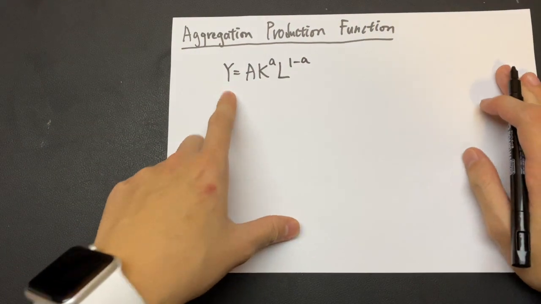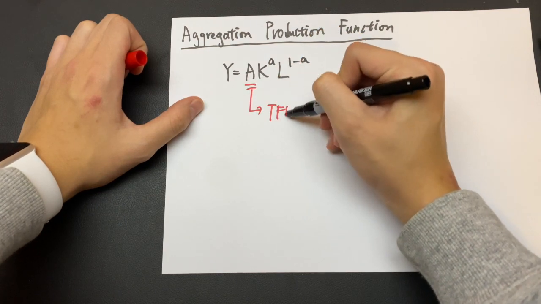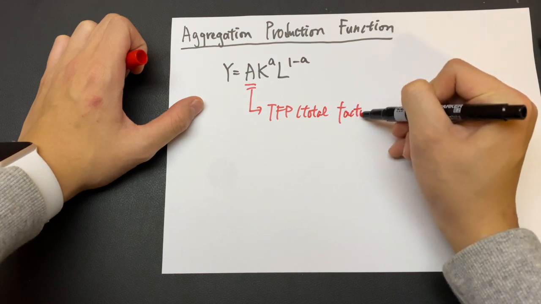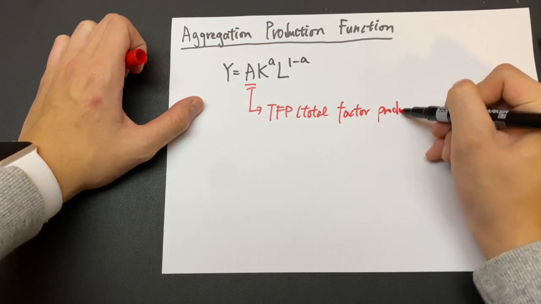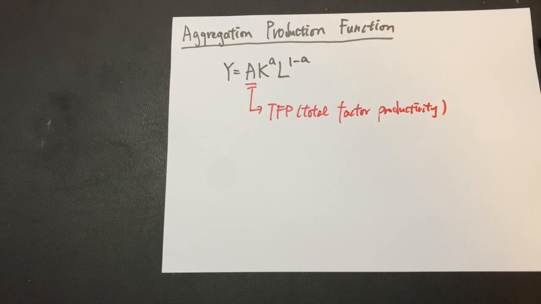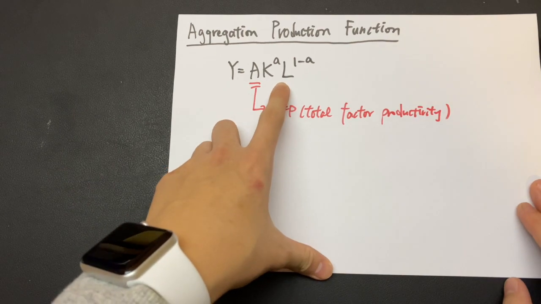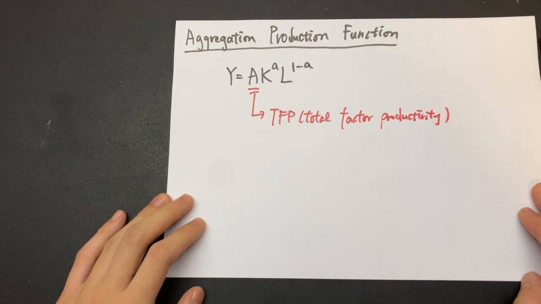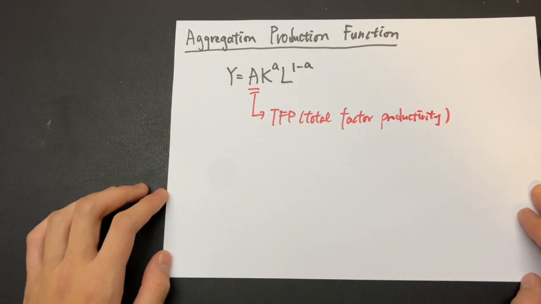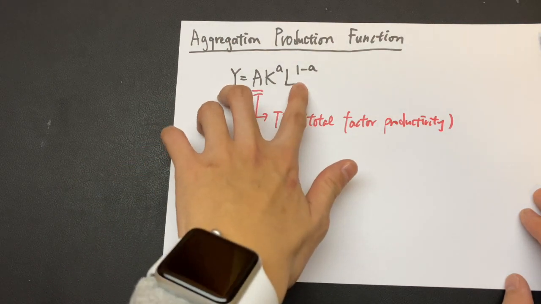Y is the total output, and A is the TFP, total factor productivity. K is the capital, and L is the last factor of production, labor. Of course, we can also add H, human capital, in this function, but for simplicity and for illustration, let's just take this form of aggregate production function.